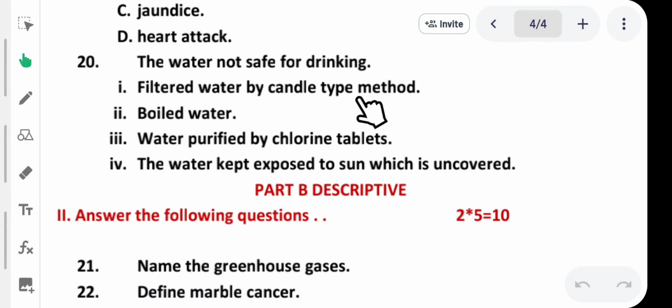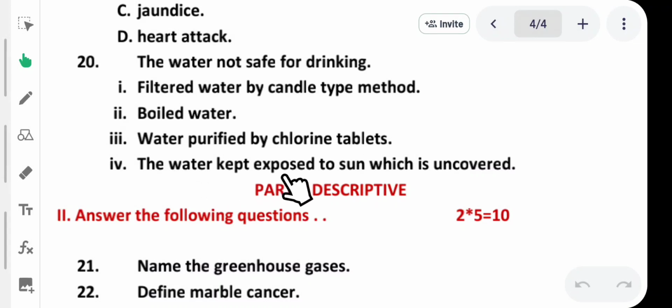Among these, candle type of method we can use, and daily in our houses we are using that type. Boiled water also we use, and the water purified by the chlorine methods. The chlorine tablets or the chlorine water, it will kill the bacteria. That is also called the decolorization of the water, that kills the bacteria in the water. So that can also be used.